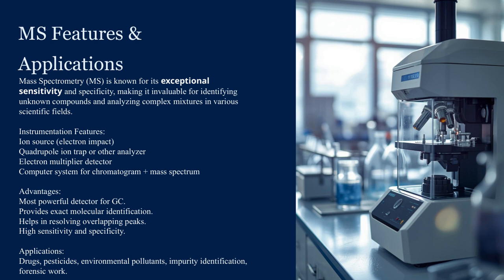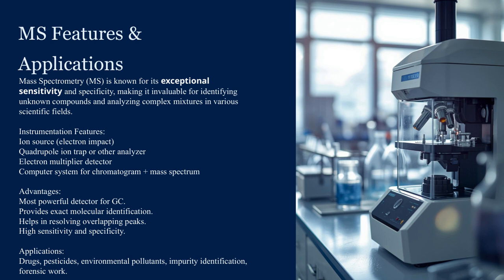Now, let's talk about the instrumentation features. First, there's the ion source, often using electron impact, which ionizes the sample. Then, we have the quadrupole ion trap or other types of analyzers that sort and detect these ions. The electron multiplier detector amplifies the signals, making even trace amounts detectable. And finally, a computer system processes the data to generate chromatograms and mass spectra, giving us detailed information about the sample's components.